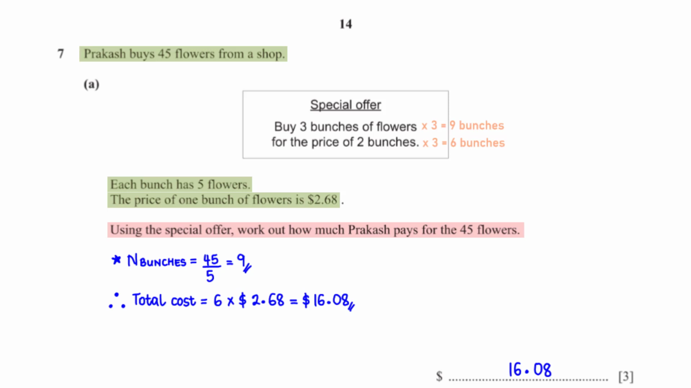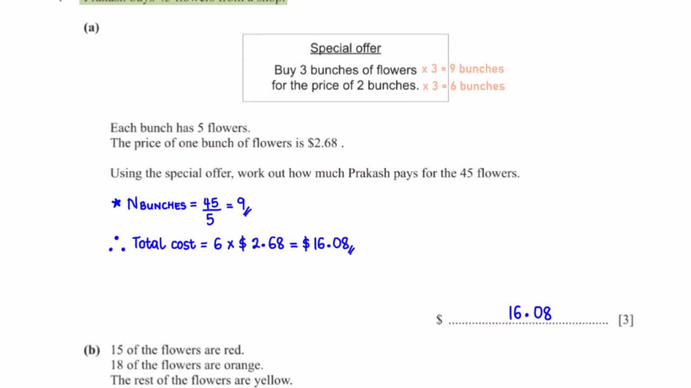If Prakash buys 45 flowers and we know that a bunch of flowers contains 5 flowers, then it means he bought 45 over 5 bunches, which is 9 bunches of flowers. Due to the special offer, Prakash pays for only 6 bunches of flowers, so the total cost is equal to 6 times the unit cost of a bunch of flowers, which is $2.68. This gives us $16.08.